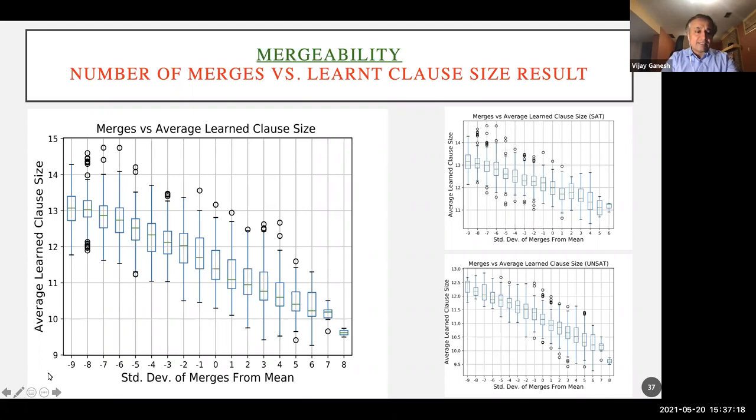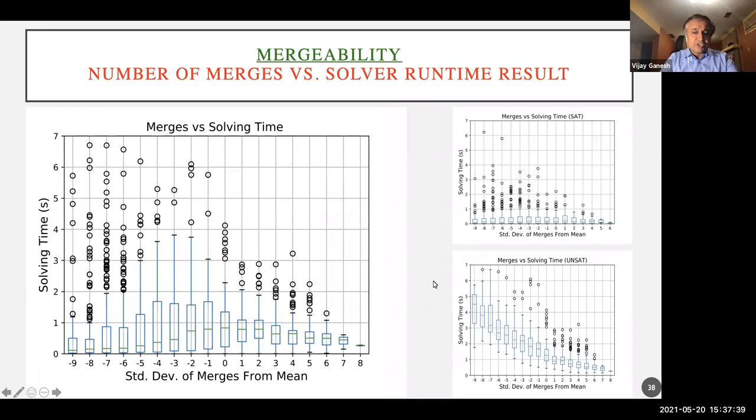And what we are witnessing here on the y-axis is the average learned clause size. As the formula gets more and more mergey, as there is more and more overlap, we get smaller and smaller learned clauses, which is great because the smaller the learned clause, the more of the search space that I cut. We further noticed that there is a very strong correlation even between the solving time and the merginess of the formula. It's not so strong in the case of satisfiable formulas, but it is very strong in the case of unsatisfiable formulas. So this tells us that this parameter is worthy of further research and theoretical analysis.